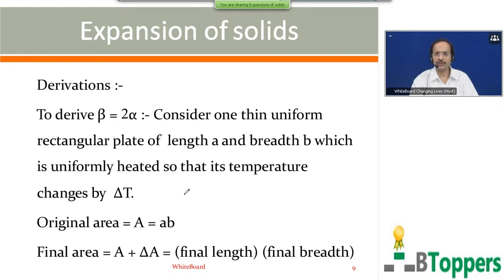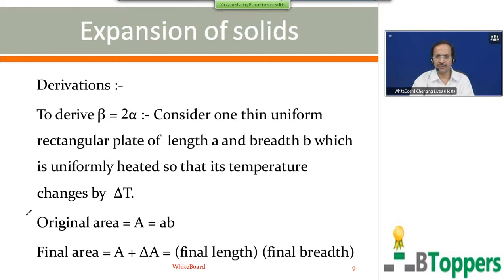Derive beta equal to 2 alpha. I am going to read out the notes which I am showing on the screen. Consider one thin uniform rectangular plate of length small a and breadth small b. It is uniformly heated so the temperature changes by delta T. So original area capital A equals small a into small b. Final area equals capital A plus delta capital A. The final area I can write as product of final length into final breadth. Those who want to copy the notes, please take a pause and copy the notes.